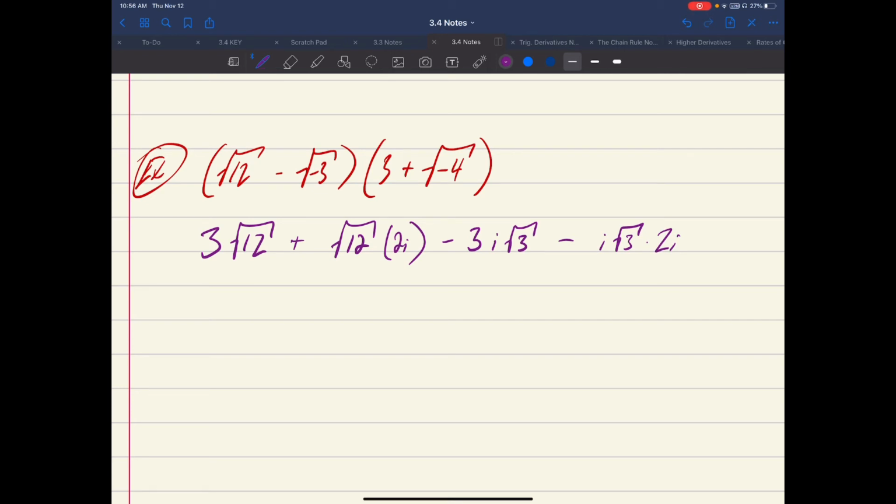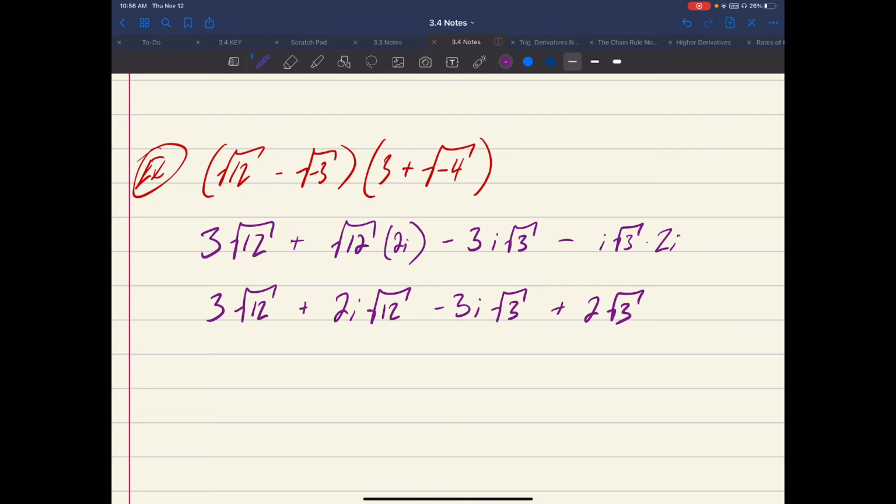So I'm going to simplify all this. So we get 3√12 plus 2i√12 minus 3i√3. And this last one has an i squared because you have an i here and an i here. So it's going to flip my sign. So this would be plus 2√3.